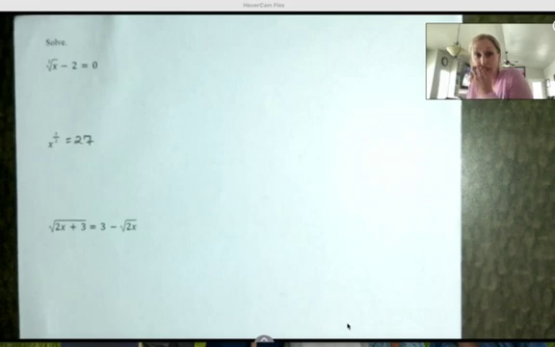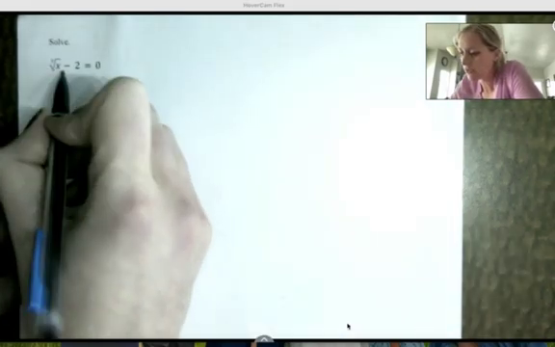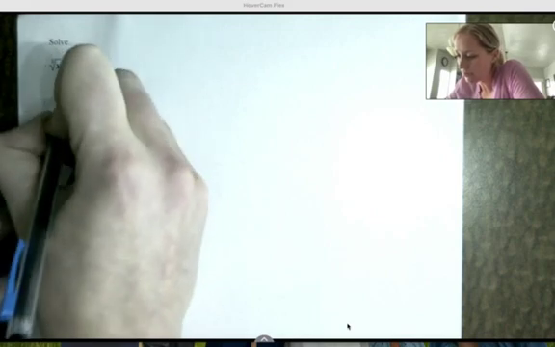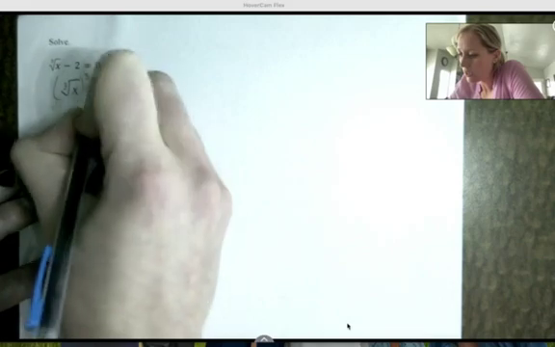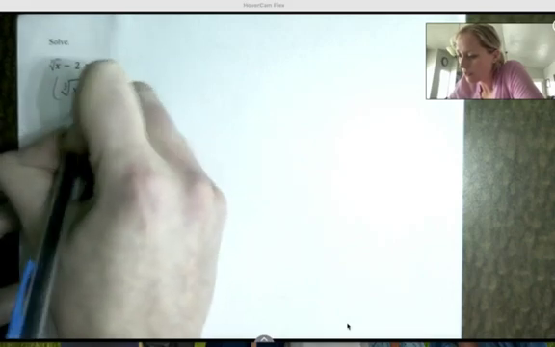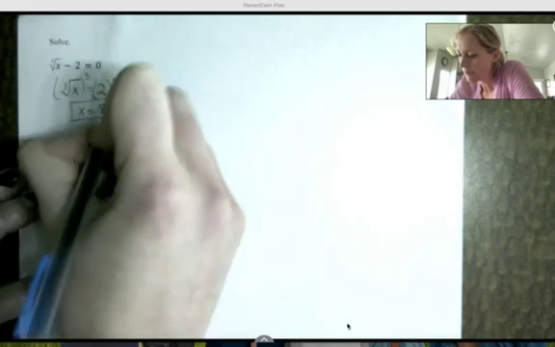All right, solving. We want to isolate the radical first. So I'm going to add 2 to both sides. So I've got cube root of x equals 2. Then to undo the root, we are going to cube it. So x is equal to 8.